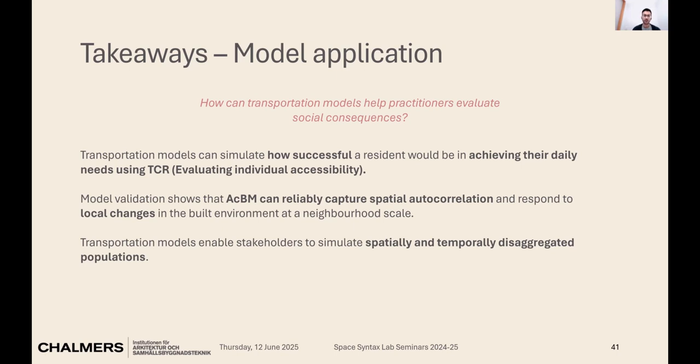So it's not meant to be a prescriptive model, but rather support the existing planning process that practitioners already have, to supplement the public consultation phases and the local knowledge that these planners have about their neighborhood. The activity-based model does manage to capture spatial interactions within individual neighborhoods and can also respond to the local changes at a neighborhood scale. And I think the biggest benefit of this approach is that you have spatially and temporally disaggregated populations. So you could look at how the vulnerable population in this neighborhood perform with different planning scenarios.